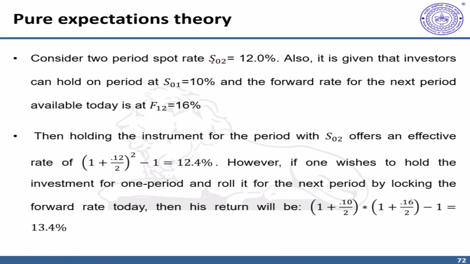Suppose the current spot rate for 2 periods is 12%. If you're thinking of a 6-monthly period, then this would be 1 year. Or if you're thinking of, let's say, a yearly period, then this would be 2 years.